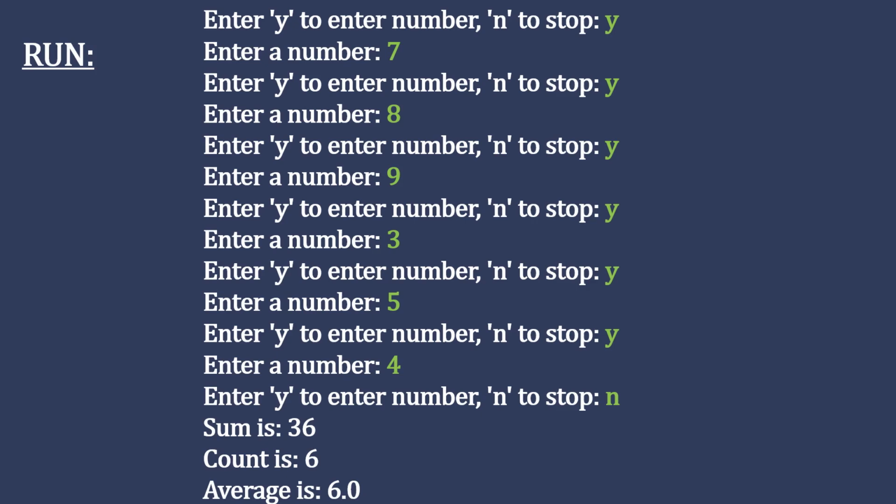Like this, you can enter some numbers. And when you press N, it will exit the loop and it will not ask you for any more numbers. Then it will print sum is 36. That means the sum of the numbers that you have entered is 36, and how many numbers you have entered, it will print the count is also 6. Then it will print average is 36 by 6, that is 6.